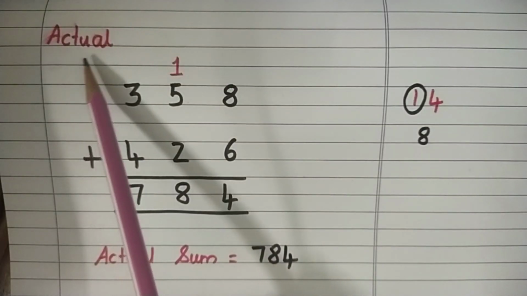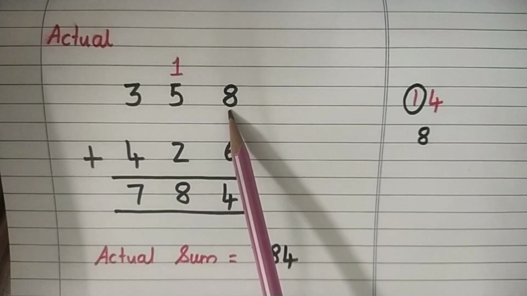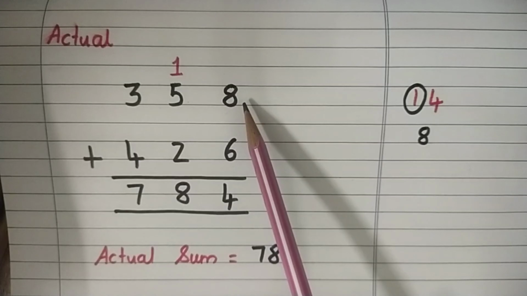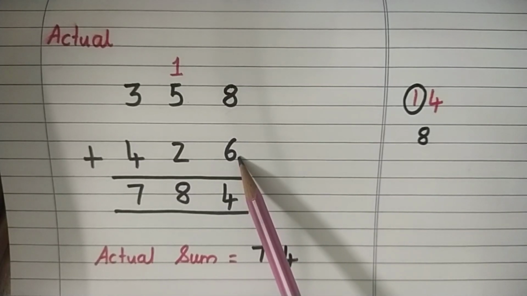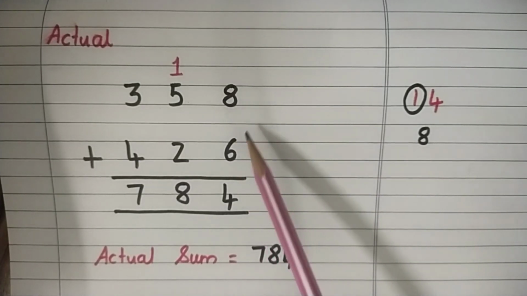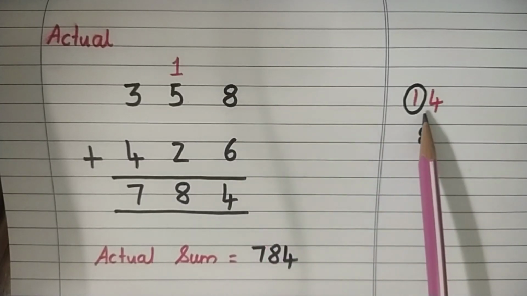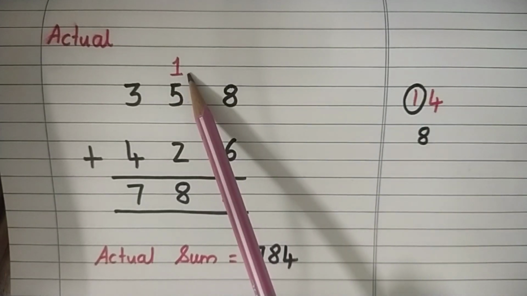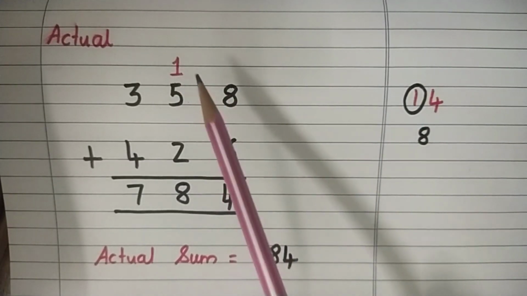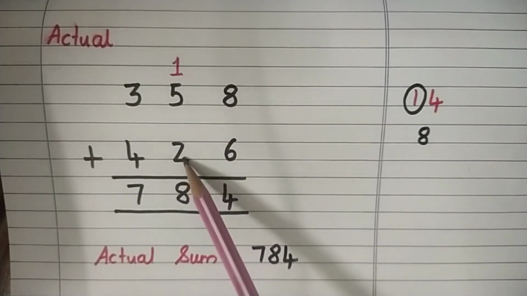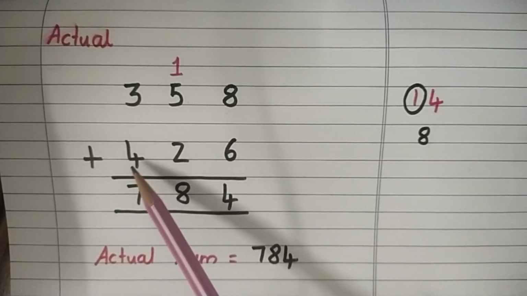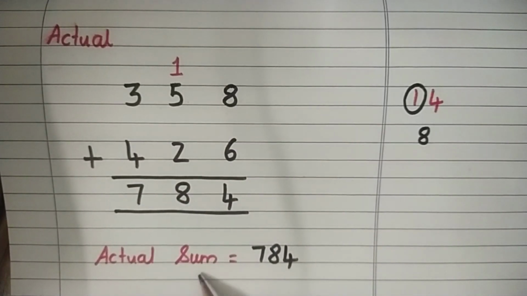Children, now we are going to find the actual sum. 358 is the first addend and 428 is the second addend. Arrange the numbers one below the other according to their places, children. First, in addition, we need to add the ones place. 8 plus 8 gives what? 16. 6 comes in the ones column and 1 moves as a carryover to the tens column. After adding the ones column, move to the tens column. 1 plus 5 plus 2 gives what? 8. After adding the tens column, move to the hundreds column. 3 plus 4 gives 7. So the actual sum we got is 786.